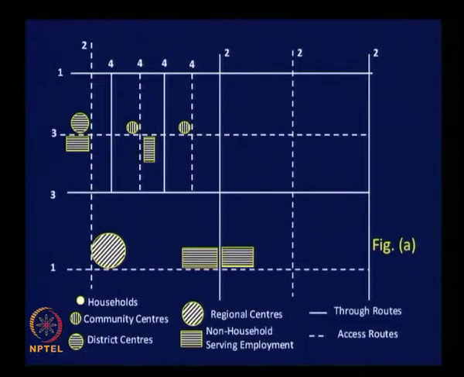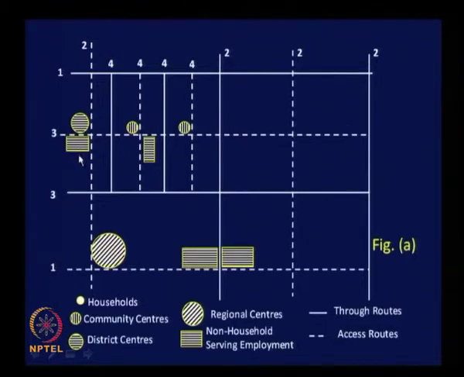Emphasis on land access. Similarly, here you can see the community centers. District centers are located at the intersection of type 2 and type 3 categories of routes, both are again access type.